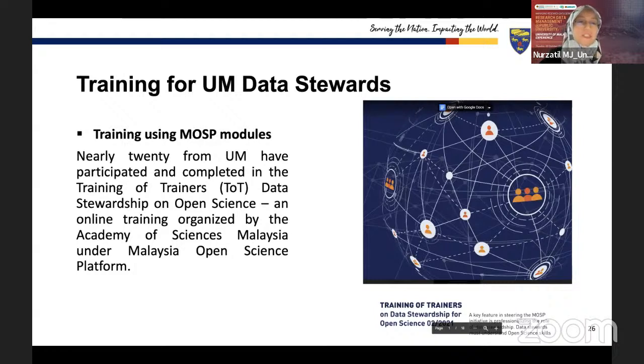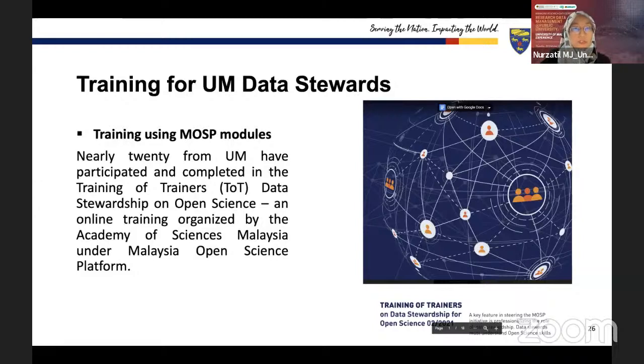So speaking about the training I mentioned just now, we have sent almost 20 people from UM. What I mean here is mostly librarians, but we also sent quite a few research officers from research centers in UM. They participated in and completed the training of trainers on data stewardship on open science. This is an online training organized by the Academy of Sciences Malaysia under the pilot project I mentioned at the beginning of the presentation, the Malaysia Open Science Platform.